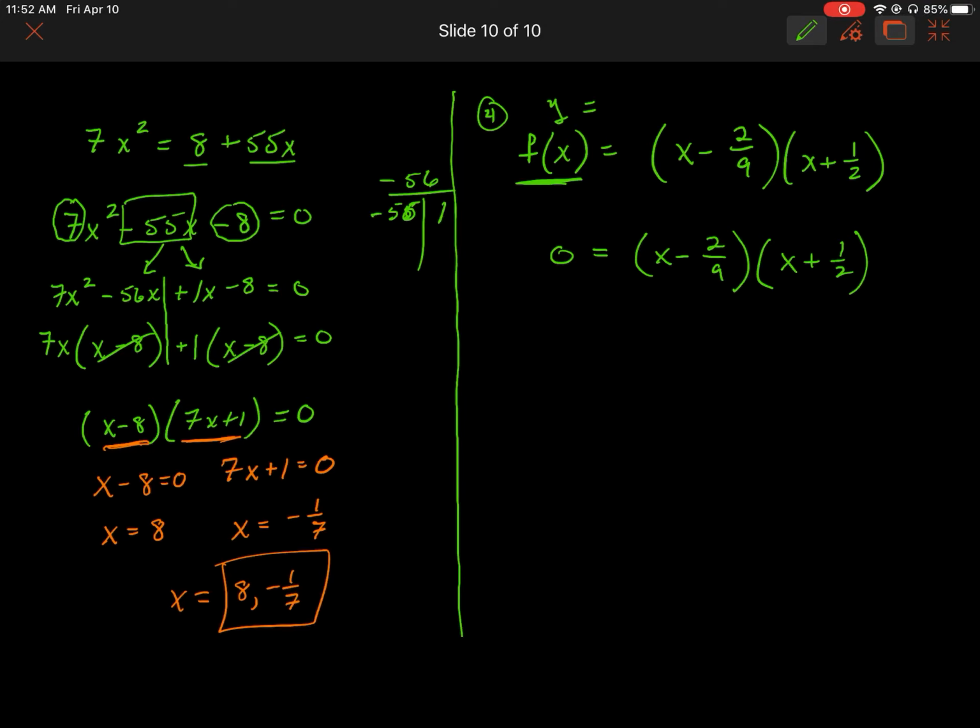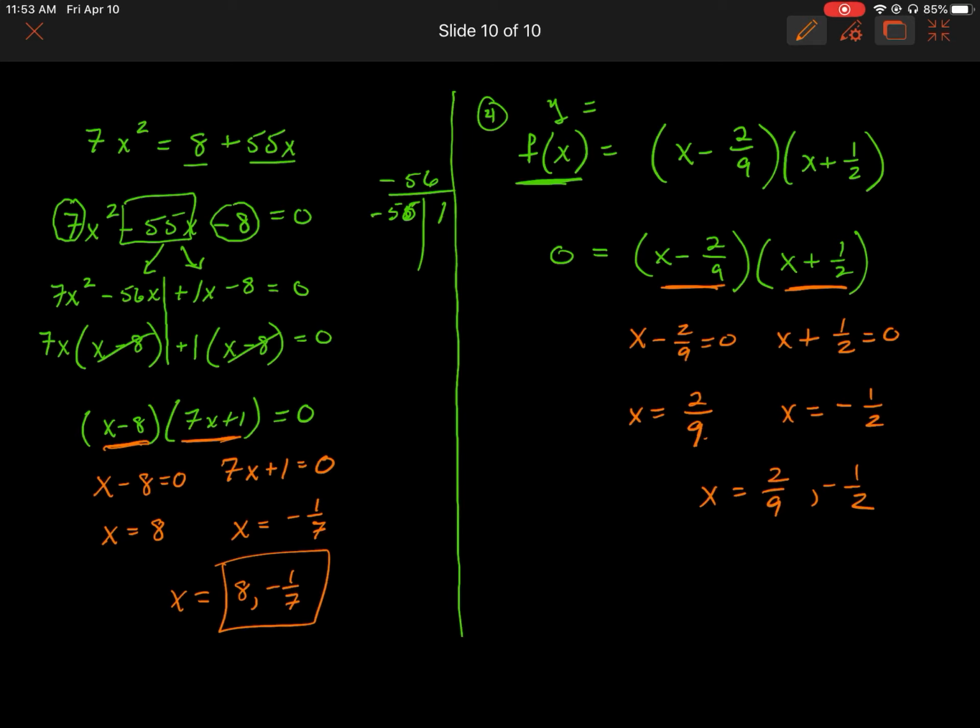All right, so let's take this first factor, set it equal to 0, which obviously is real easy to do. You just add 2/9 to both sides. And the second one as well, so subtracting 1/2 from both sides. So my two solutions here would be 2/9 and negative 1/2. So that one didn't require any factoring at all, right?